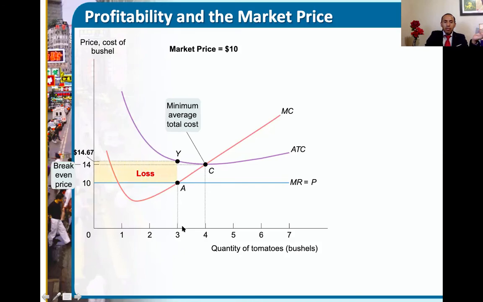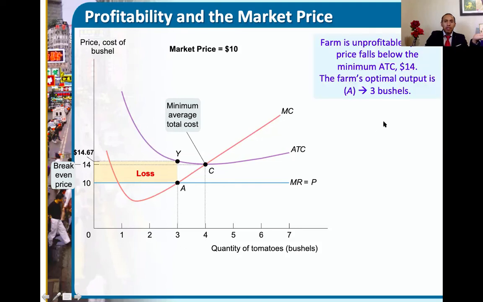So the cost of production of these 3 units is going to be at point Y because the average total cost curve, the purple curve, indicates the cost of production. The cost of production of 3 units is $14.67. And you can only sell them at $10. You're going to incur a loss, which is the area of this rectangle. $14.67 minus 10, that's $4.67 per unit loss.